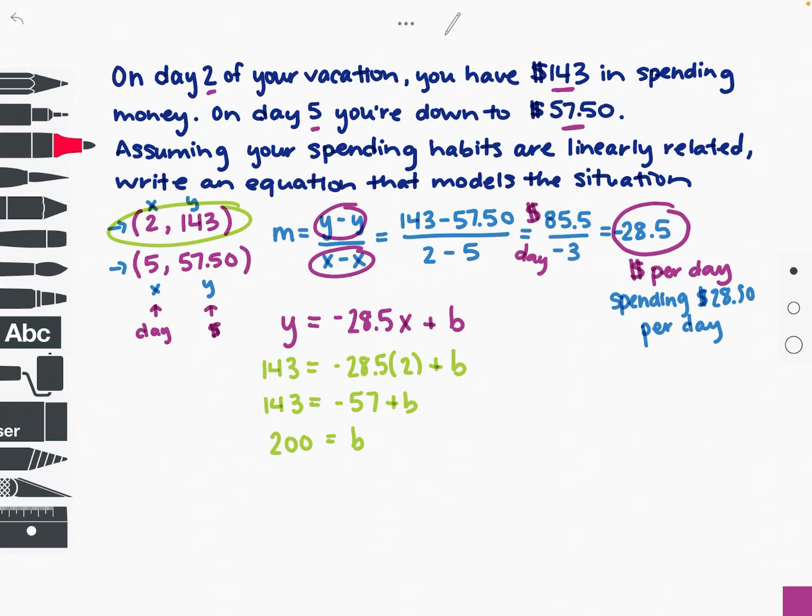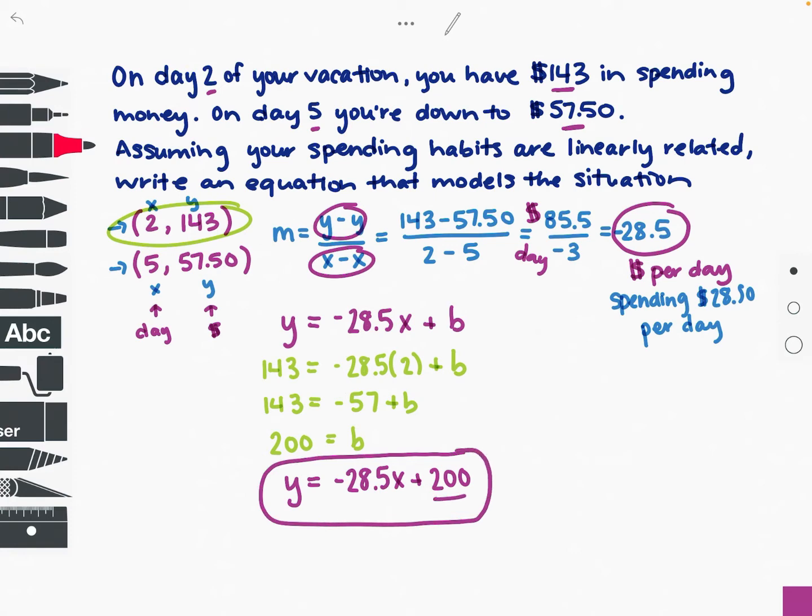Now that I discovered that b is 200, I can write out my complete equation. And if you ever get stuck on what that 200, what that b value stands for, a couple things to remember. The first thing is that b stands for y-intercept. So your y-intercept will always be measured in the same units that your y values are measured in.